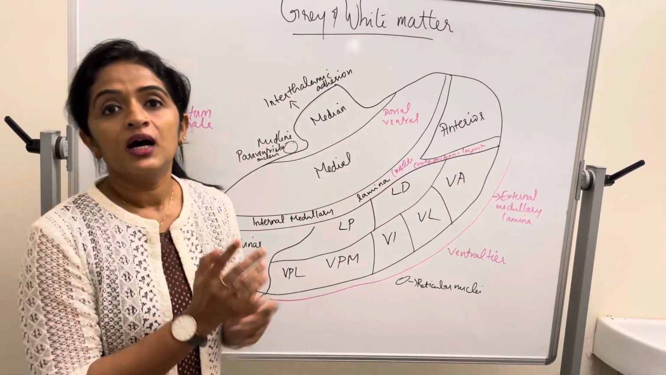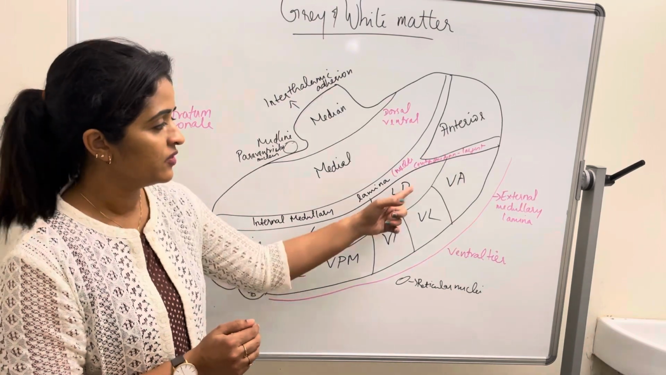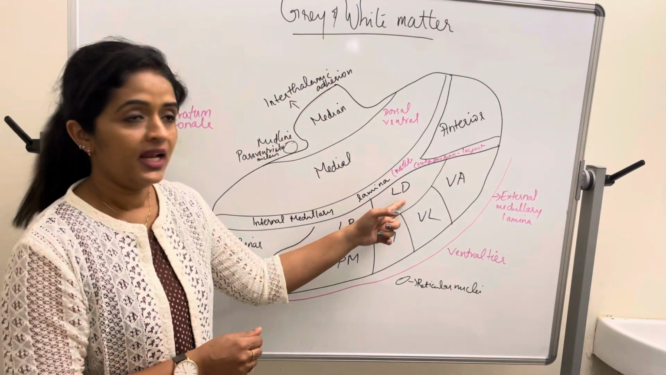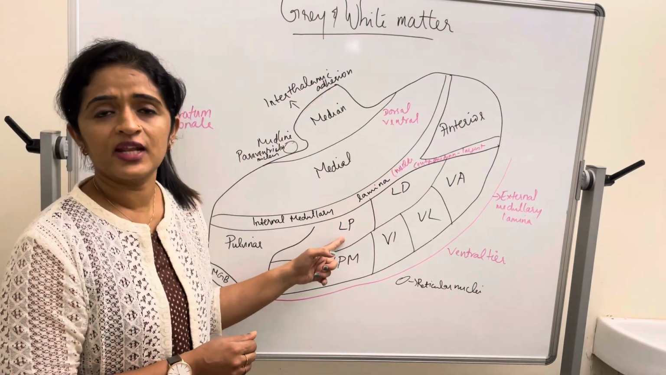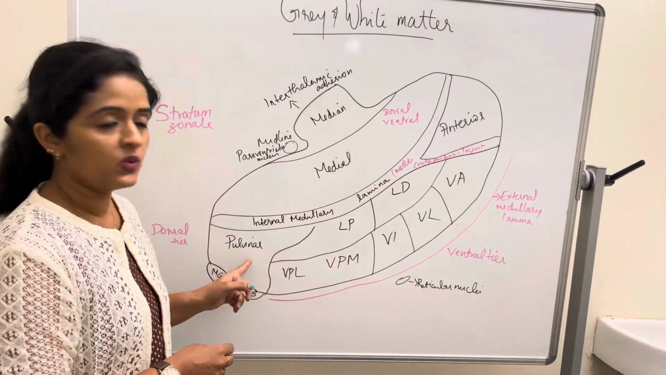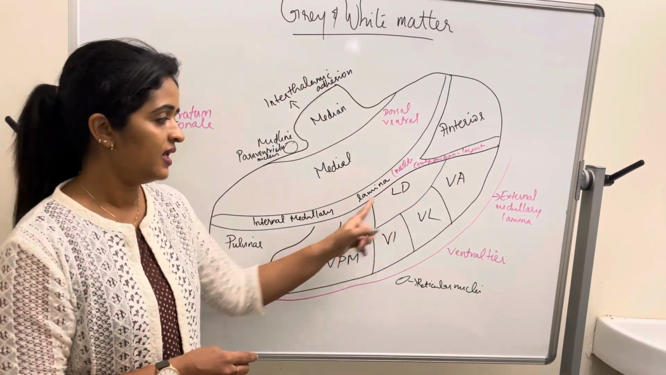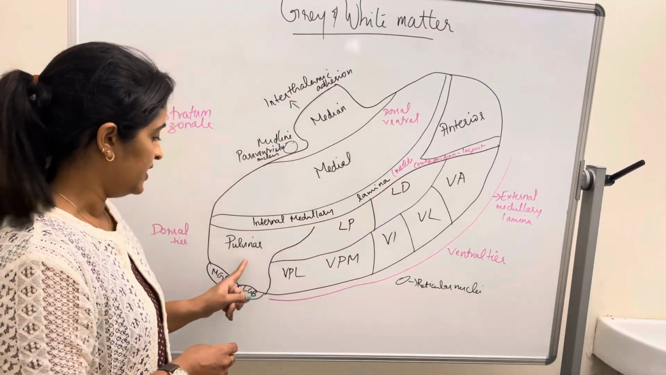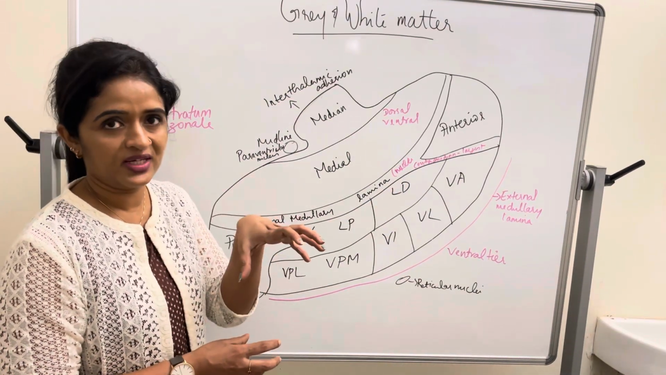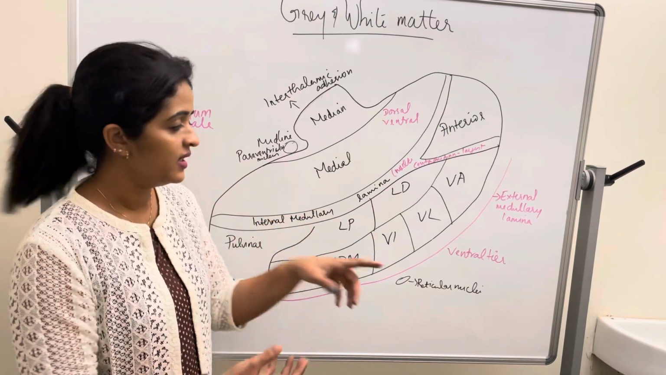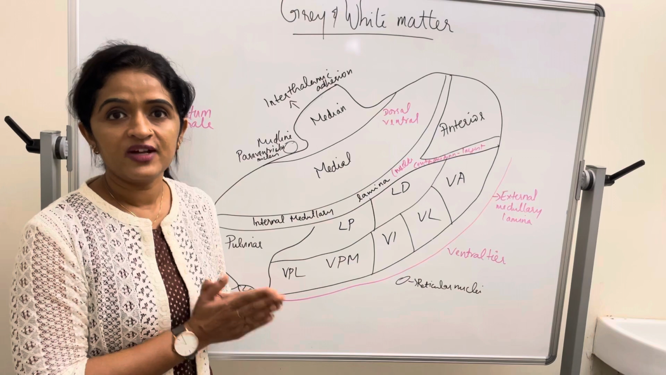Now let's see what are the components of the dorsal tier of the lateral group. From here we can see that LD stands for lateral dorsal, LP stands for lateral posterior, and the last one is known as pulvinar. So one, two, three: lateral dorsal, lateral posterior and pulvinar. These are the three groups of nuclei which lie in the dorsal tier. And below the dorsal tier we have the ventral tier. Let's see what are the components of the ventral tier.